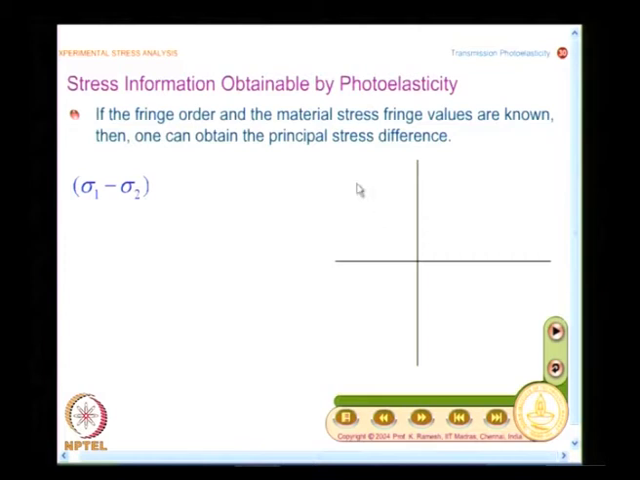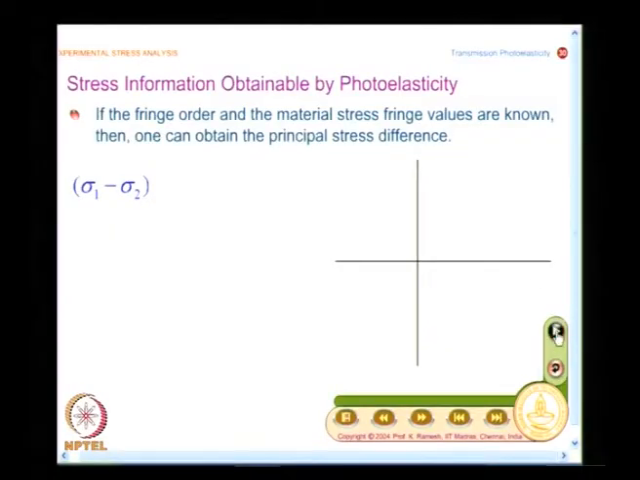So, here for this discussion, we assume at a point of interest you know the fringe order. We have not yet looked at the fringes, how to find out the fringe order, what is the optical arrangement, all that we will take up later. Suppose I know the fringe order, I know the material stress fringe value, and I also find out theta, what can I do? So, I will go to the Mohr circle and look at what it is and take advantage of your knowledge of the Mohr circle.